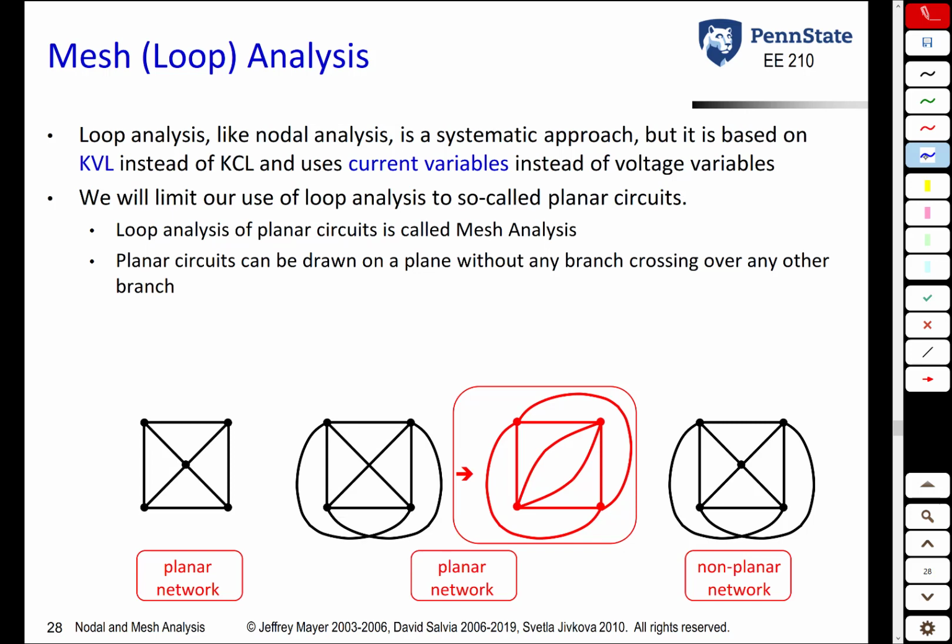If you think back to the very beginning of this note packet, we talked about the differences between a single loop circuit and a single node pair circuit. A single node pair circuit was sort of like nodal analysis. A single loop circuit is sort of like a simplified version of mesh or loop analysis. So like nodal analysis, it's a very systematic approach, but now we're going to use KVL instead of KCL, and we're going to have current variables rather than voltage variables.